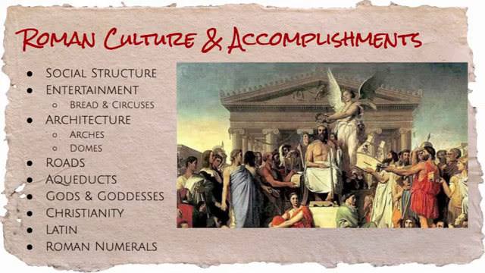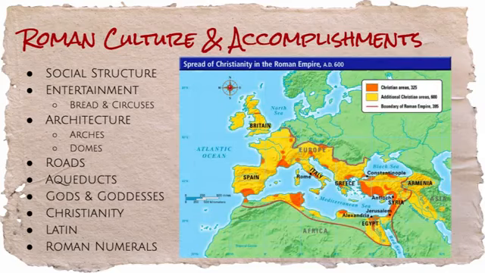Eventually, though, a different religion is going to become popular, and that temple for all of the gods is going to become a Christian church. So Christianity starts in Jerusalem, which is a part of the Roman Empire, and by the 3rd and 4th century is going to spread throughout the Roman Empire and become the official religion of the Roman Empire.